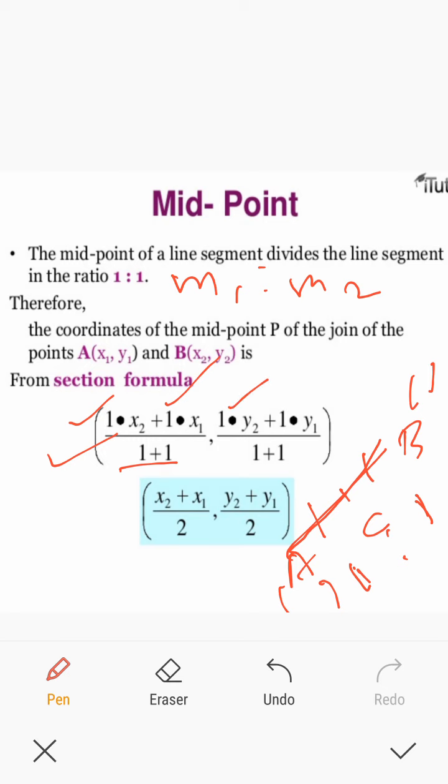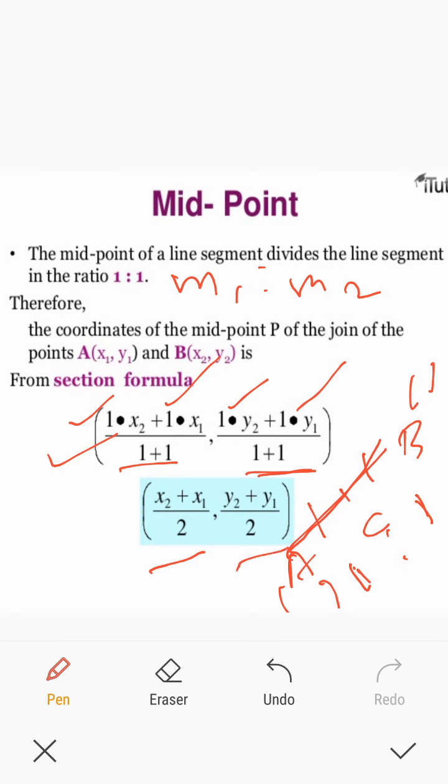Similarly, m1 y2 is 1 into y2, m2 y1 is 1 into y1, divided by m1 plus m2, which is 1 plus 1. 1 into x2 is x2, 1 into x1 is x1. So that is x1 plus x2 by 2, or x2 plus x1 by 2. Here 1 into y2 is y2, 1 into y1 is y1, m1 plus m2 is 1 plus 1, 2. So y2 plus y1 by 2.